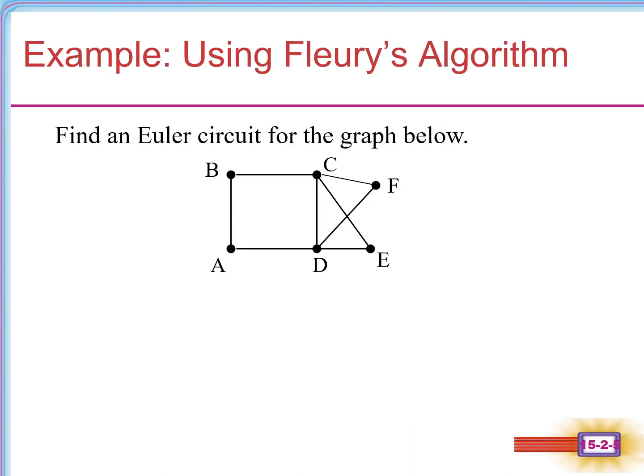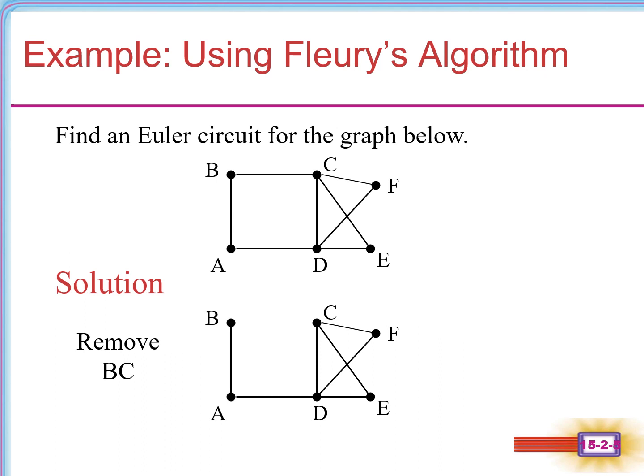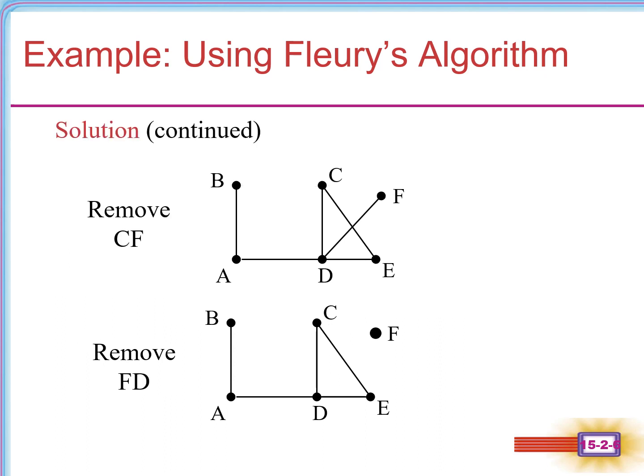So we can see using Fleury's algorithm how to find an Euler circuit present in this graph. So the first step is you have to start from vertex B. First I am removing the edge BC because BC is not a cut edge. After removing BC, you can select either CF or CE or CD. Three choices are there. Suppose I am removing CF. So the edges that you have removed are BC and CF.